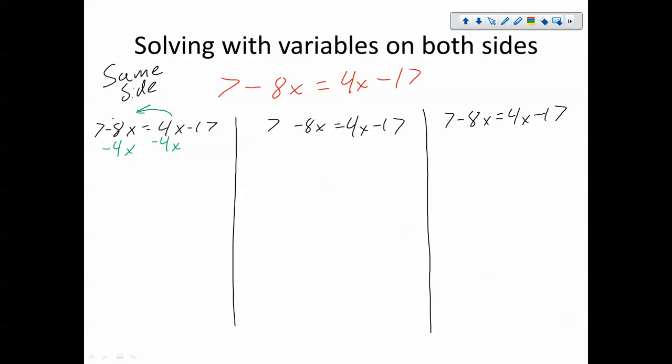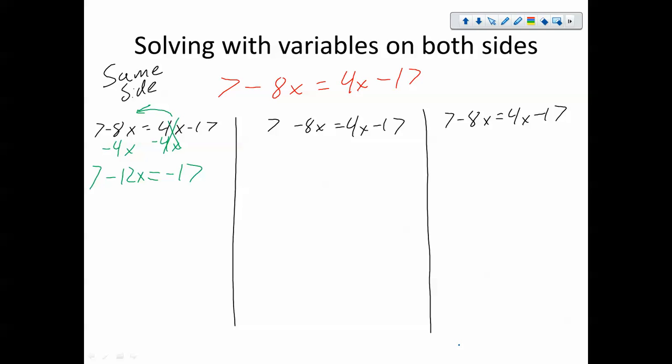Now notice that these are like terms. The 7 is not the same term as the negative 8x, and so they're not influencing each other. But the negative 8x and the negative 4x are the same term. So over here, the 4x minus 4x goes away, and on the right-hand side of the equation, we're left with negative 17. On the left-hand side, we have this 7, which is just hanging out, but then we have negative 8x minus 4x, which is negative 12x. Notice now that all of the variables are on the same side.